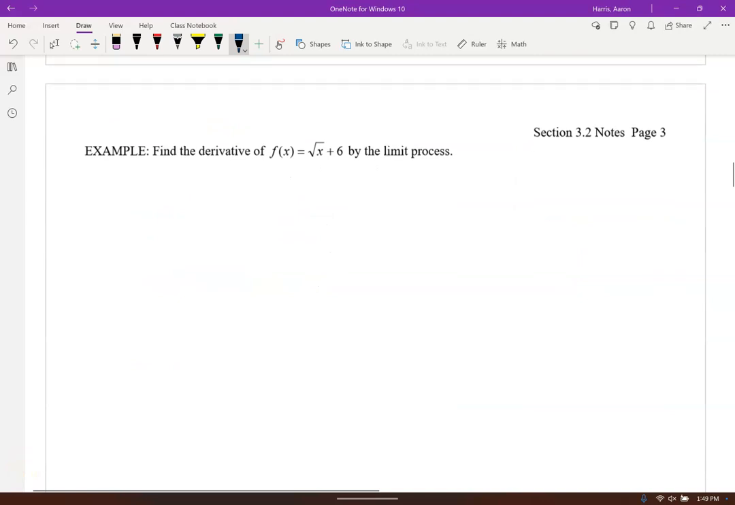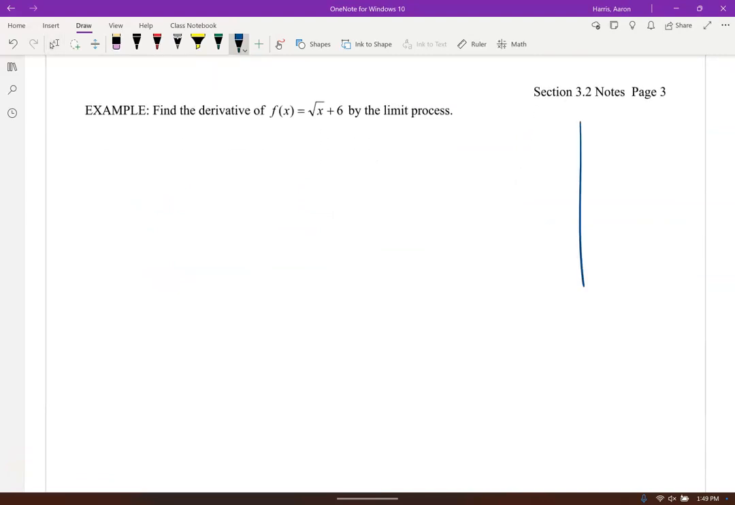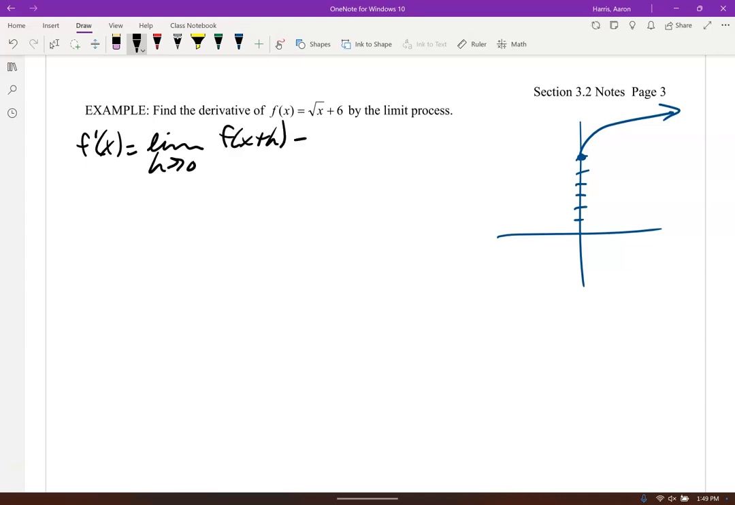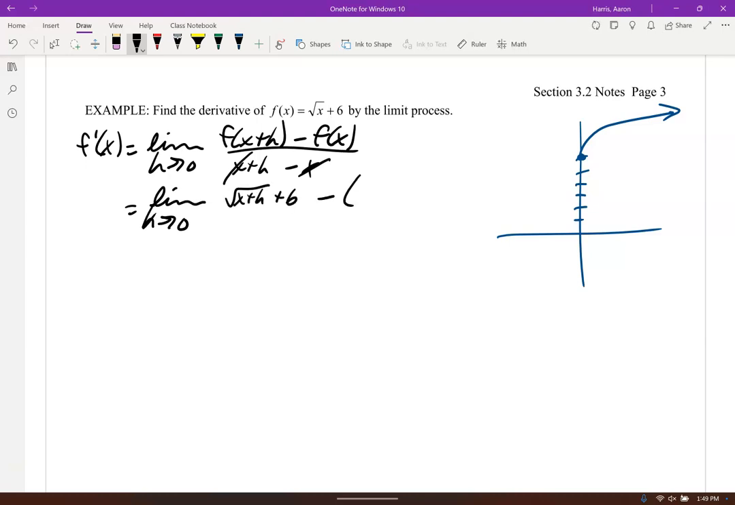Let's keep going. This next one here. How about the square root of x plus 6? Here's the square root of x plus 6. You can find it by finding the derivative. You can find the slope at any point that we wanted to. F prime of x equals limit h goes to 0, f of x plus h minus f of x, all over x plus h minus x. Again, x is canceled. So we've got limit h goes to 0, f of x plus h. So square root of x plus h minus the original function, all over h.